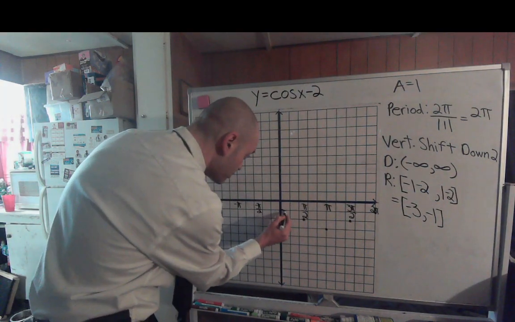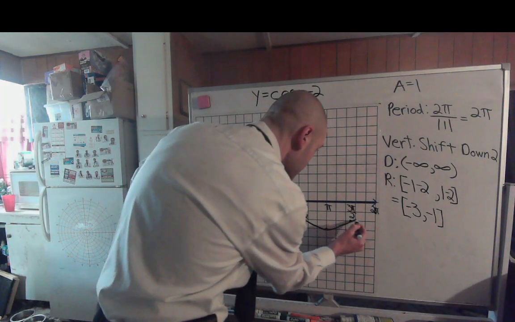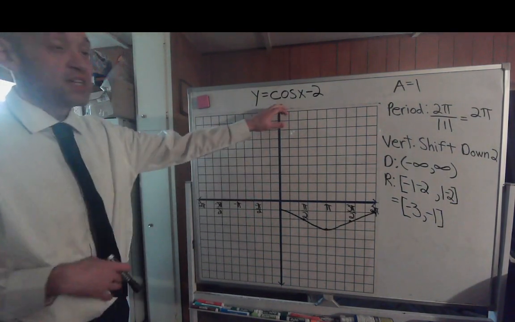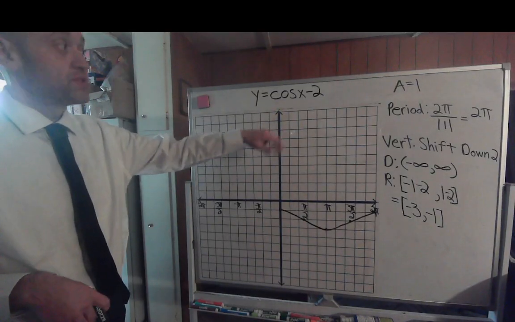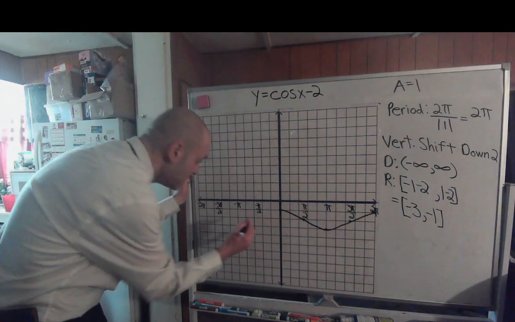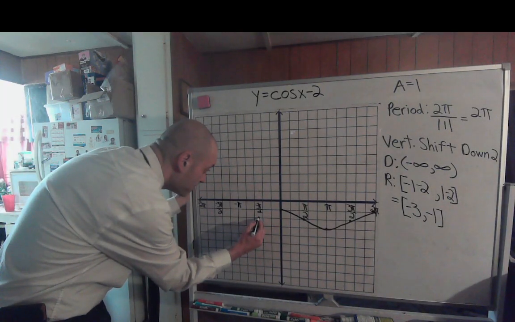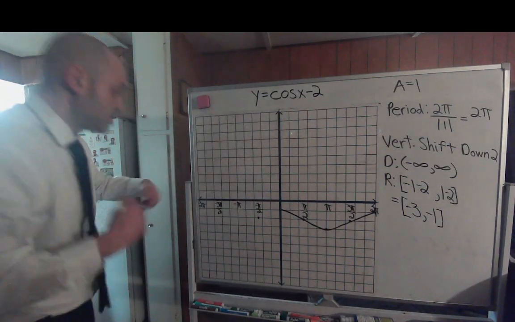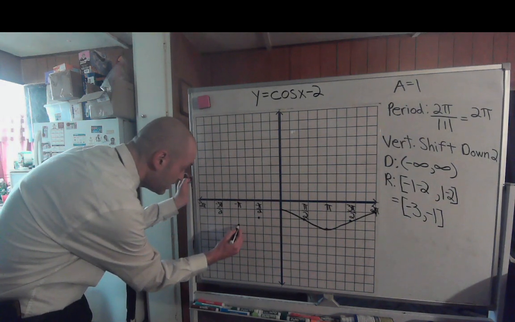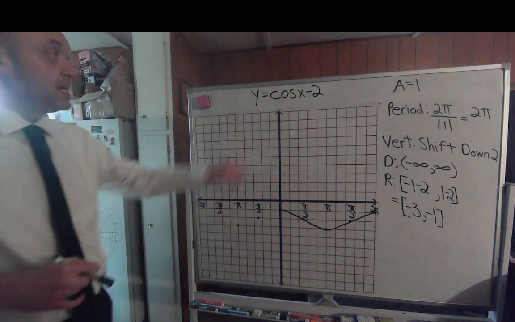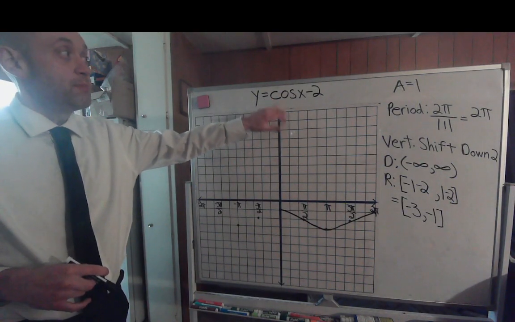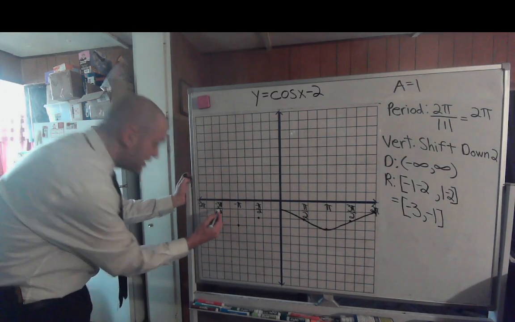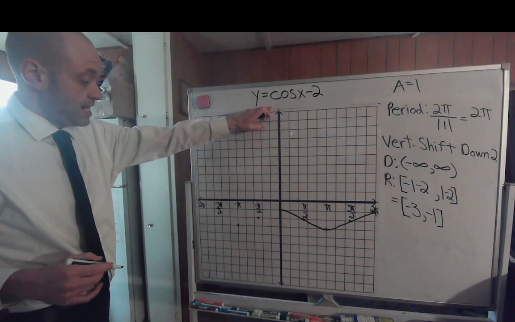So let's go ahead and draw the right branch of this. Now let's go ahead and go to the left branch. What's the cosine of negative pi over 2? Well, that's also 0. Minus 2 would give you negative 2. All right. Now what's the cosine of negative pi? That's negative 1 minus 2, which is actually negative 3. What's the cosine of negative 3 pi over 2? That's going to be positive 1, minus 2 would give you negative 1. Now what's the cosine of negative 2 pi?